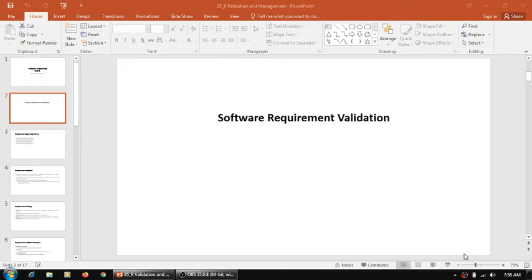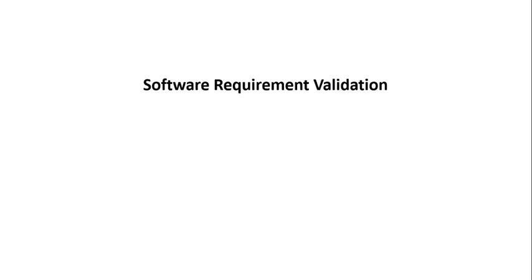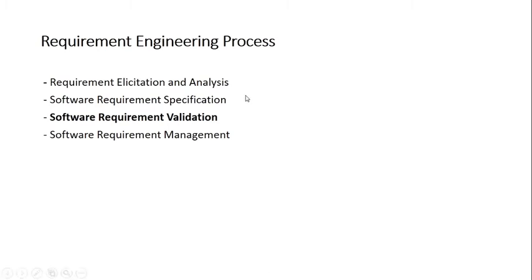Good morning, students. So let's start with software requirement validation today. In the last lecture we discussed requirement specification, that is, the requirement engineering process where we did elicitation and analysis as the first phase, then requirement specification. Now the third one is validation and the fourth is management. So we'll be doing these two today.